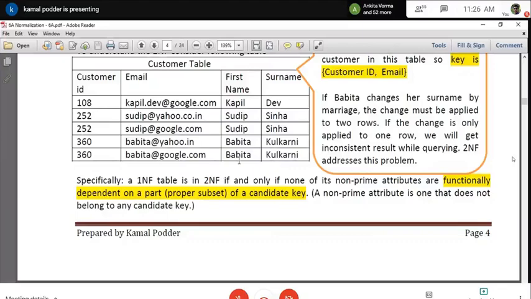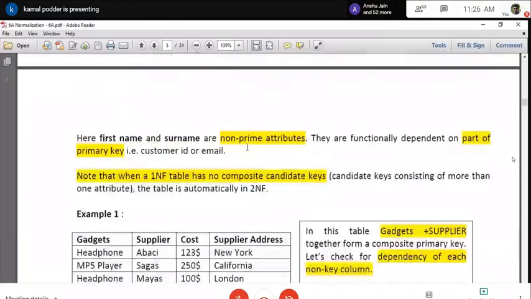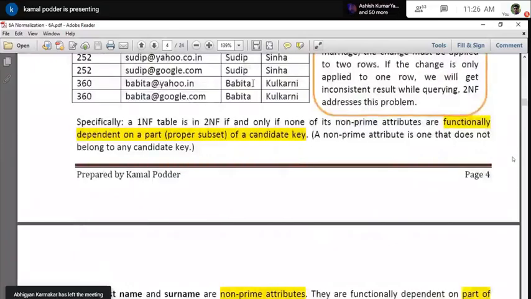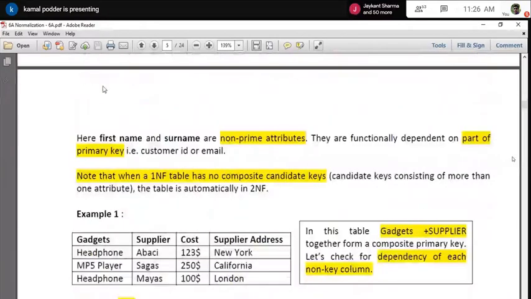So here the first name and surname are non-prime attributes. They are functionally dependent on part of the primary key, that is either customer ID or email. Because if you know the email, then you can find out the name, or if you just know the employee ID, you can find out the name. For finding out the name part, you need not require both. What does it mean? From the functional dependency point of view, we can say that this part depends on either this attribute or this attribute. Now that is the problem.